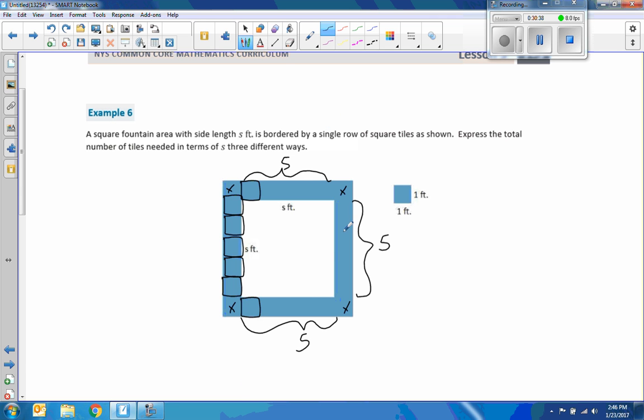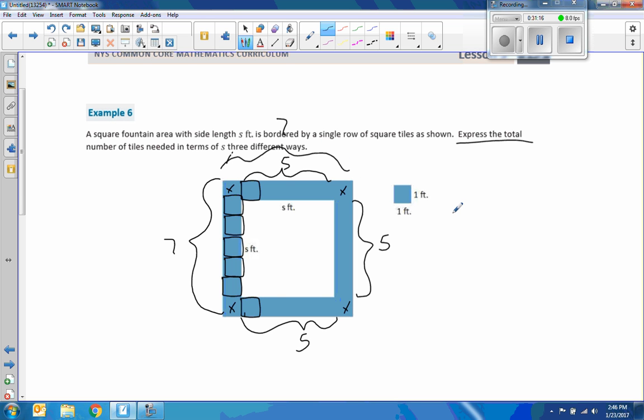So how would I represent that as an equation? Each side is the length of 7, isn't it? So if this whole side is 5, and then these 2 corners make 7, all of this is 7. So area is length times width. The whole thing is 49, but it's not asking for area. It says express the total number of tiles needed in terms of S 3 different ways.